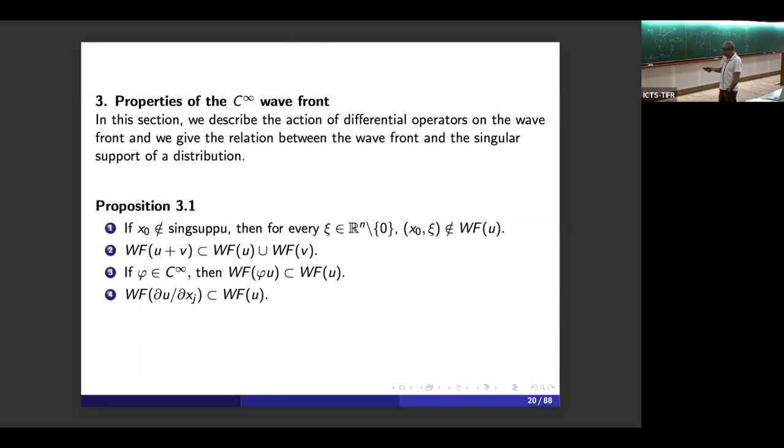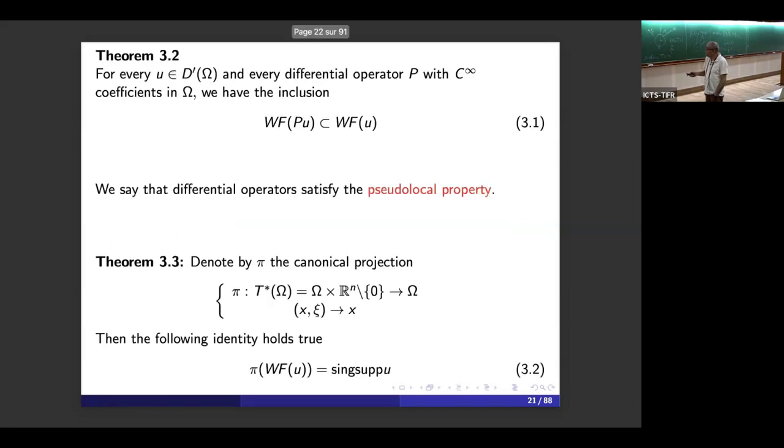The wavefront of a sum is contained in the union of the two wave fronts, of course. I mean, the wave front with respect to linear operation does not increase. If you multiply u by some smooth function, you don't increase the wave front. If you derive u, also, you don't increase the wavefront. It's conserved, essentially. If p is a differential operator with smooth coefficients, the wavefront of pu is contained in the one of u. You don't increase it.